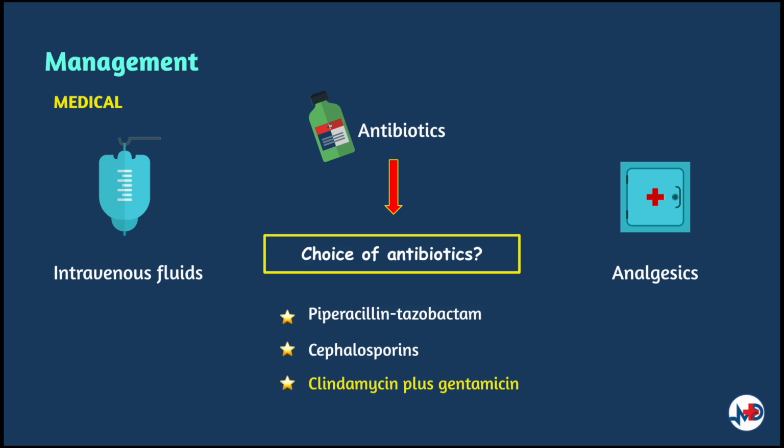Choice of antibiotics in general includes broad-spectrum gram-negative and anaerobic coverage. Examples of antibiotics are piperacillin, tazobactam, and cephalosporins. In penicillin-allergic patients, clindamycin plus gentamicin can be given. Patients with uncomplicated appendicitis require a single preoperative dose of antibiotics only. Antibiotics are also the mainstay therapy for uncomplicated appendicitis, where surgery may be delayed or the patient is deemed unfit for surgery.